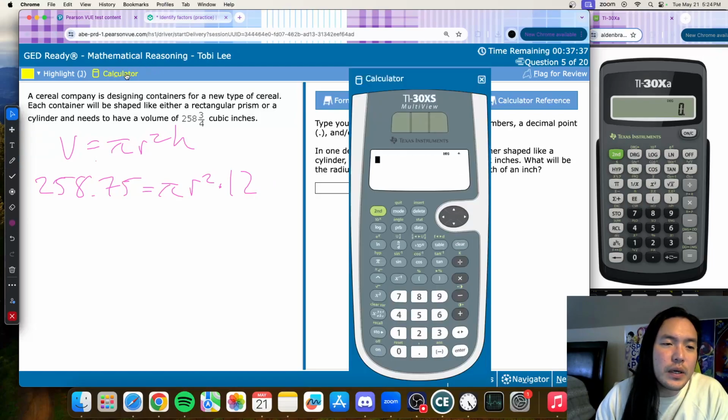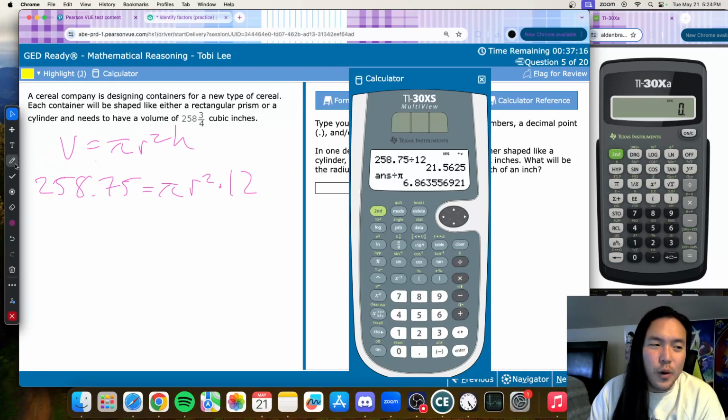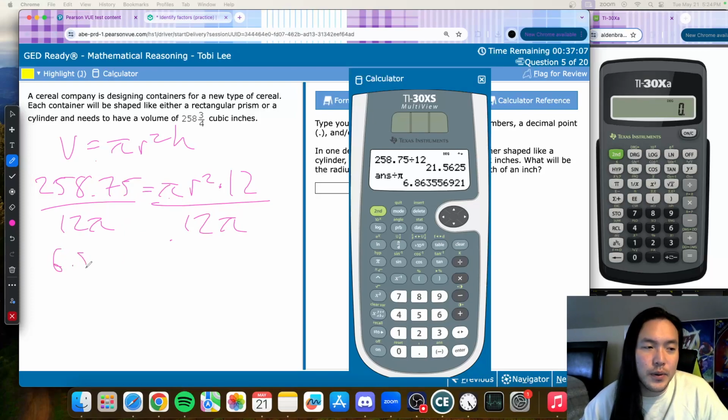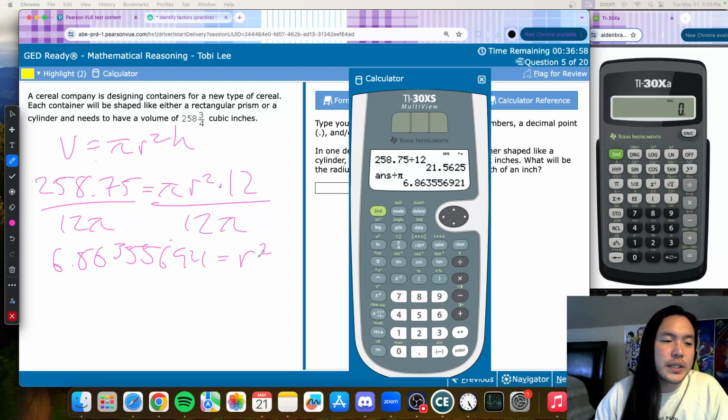So here, I would go immediately to the calculator, right? I would start by doing 258.75 divided by 12. I'm also going to divide that by pi. I would just use the pi button, honestly. And then this will be equal to r squared. Hopefully that makes sense, right? So here I divided by 12 and I divided by pi. So that means 6.863556921 is equal to r squared. Okay, so to solve for r, I want to take the square root of both sides.